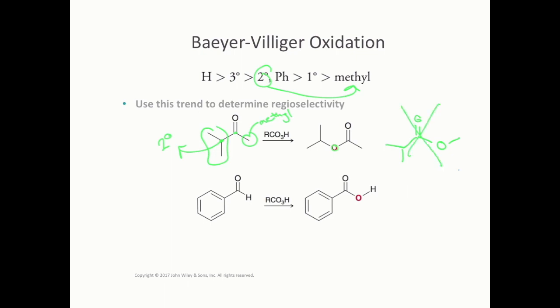Here, if we look at the 2 groups, we've got a phenyl on one side and a hydrogen on the other. So hydrogen beats phenyl, so the oxygen gets inserted between the carbonyl and the hydrogen, and now you have a carboxylic acid. So you don't get that product.